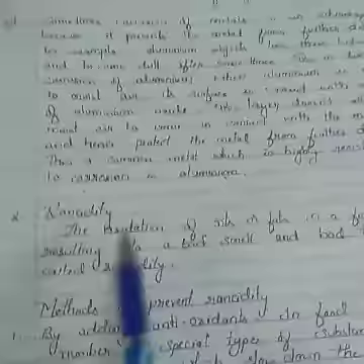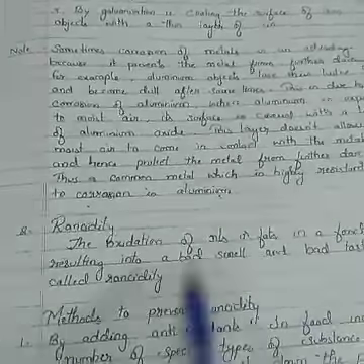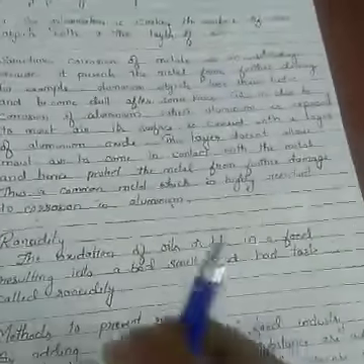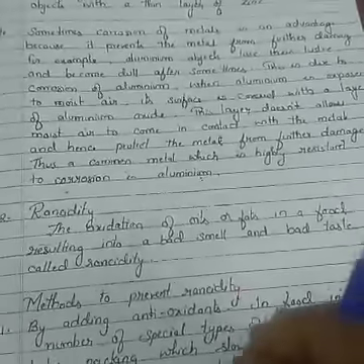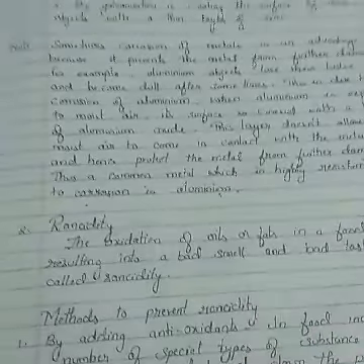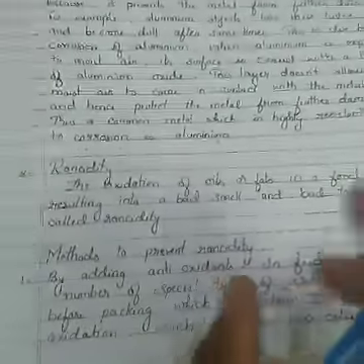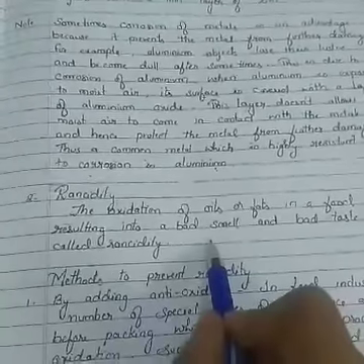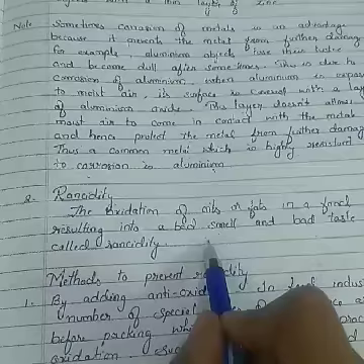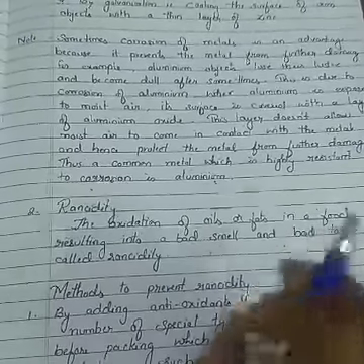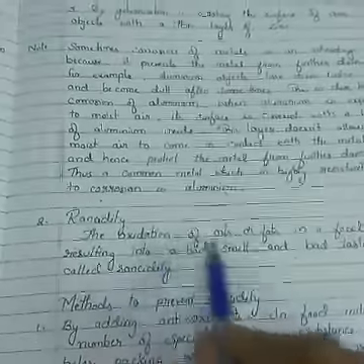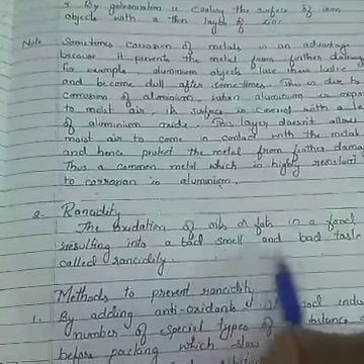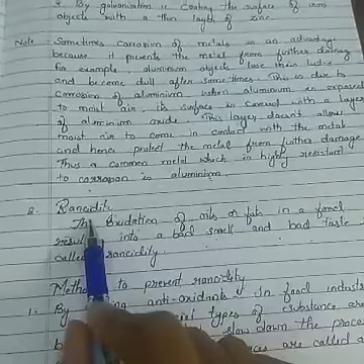Next, rancidity. What is rancidity? Rancidity is oxidation of oil and fats in the food resulting in a bad smell or bad taste. Suppose we cook the food and leave it for some time, after some time we get a bad smell and bad taste. The bad smell from the food shows that oxidation has taken place in the food. So the oxidation of oil and fats in the food resulting in bad smell and bad taste is called rancidity. How can you prevent rancidity?